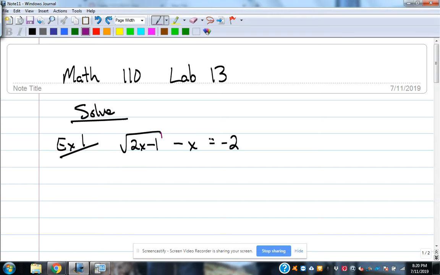We're subtracting x, and it's equal to -2. So the first thing that I would do would be add x in order to isolate this radical. So we get the square root of 2x minus 1 is equal to x minus 2.